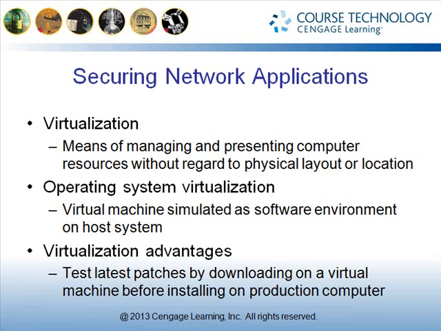Now, one type of virtualization in which the entire operating system is simulated is what we call operating system virtualization. With operating system virtualization, a virtual machine is simulated as a self-contained software environment on a host system, that's the native operating system to the hardware, yet it appears as a guest system, that's a foreign virtual operating system. For example, a computer that normally boots to Windows 7, the host, could run a virtual machine of Linux, which is the guest.